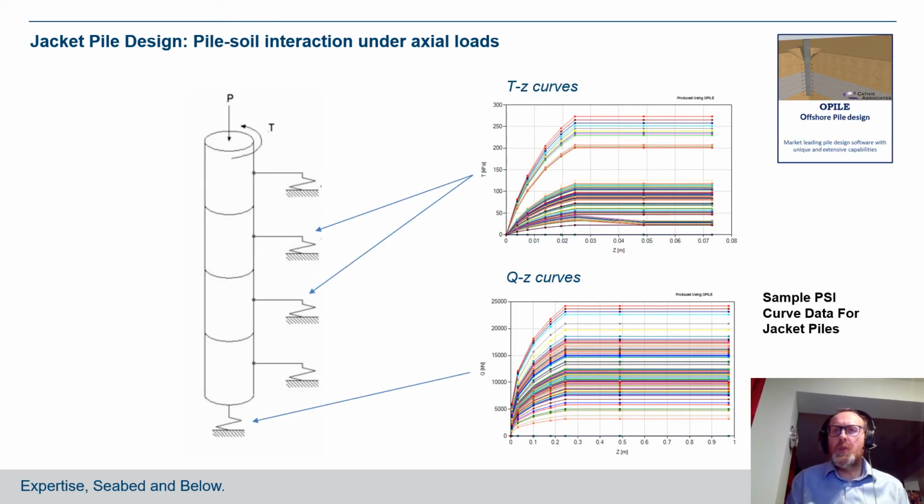We also need to do the same thing for the vertical stiffness of the pile. We define TZ curves to identify how quickly the skin friction develops as the pile is deflected downwards, and also QZ curves to define how quickly the end bearing is developed as it's deflected afterwards. We use the same software to develop those curves, and they're passed on to the structural engineer for their models.